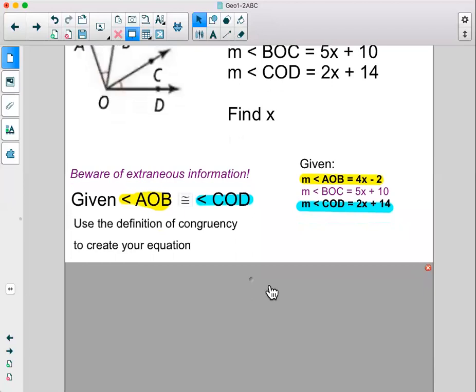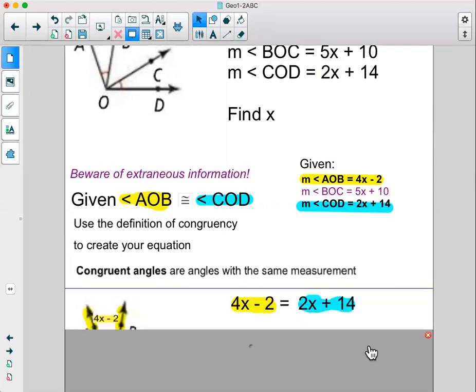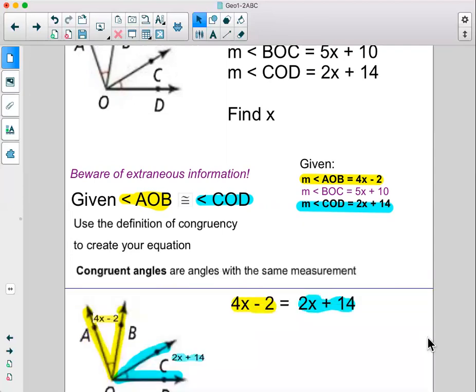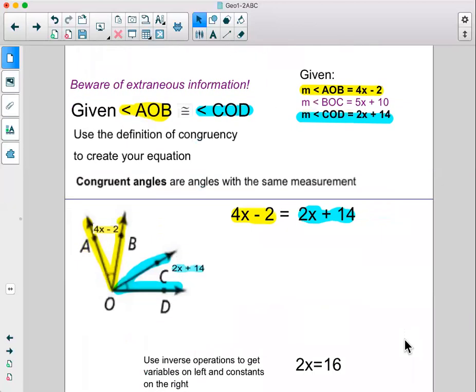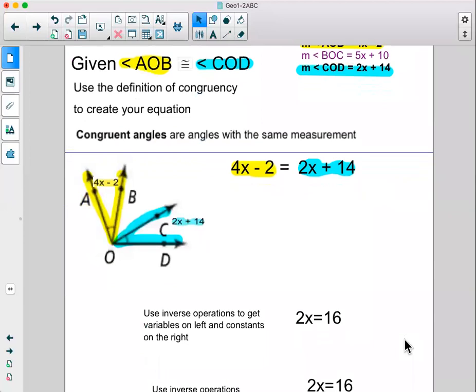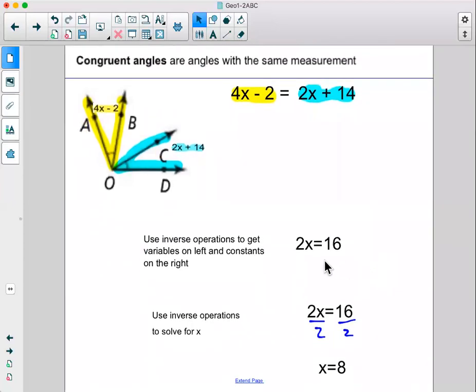We can simply say congruent angles have the same measurement. So we can use our definition of congruency to set up our equation. And then we can solve it. We have our equation. We use inverse operations to get our variables on the left and our constants on the right. Subtract 2x, add 2. And now we use inverse operations to get x alone. The inverse of multiplying is dividing, and x equals 8.